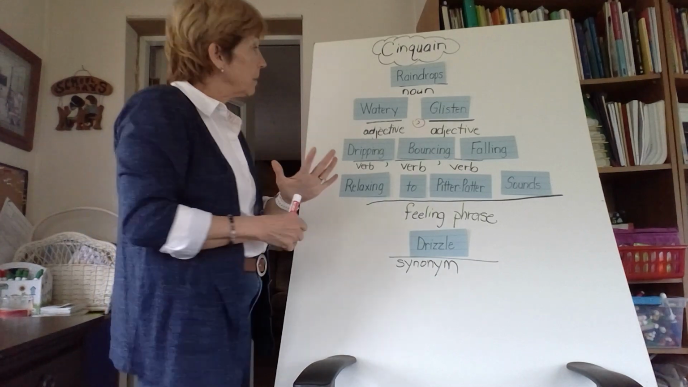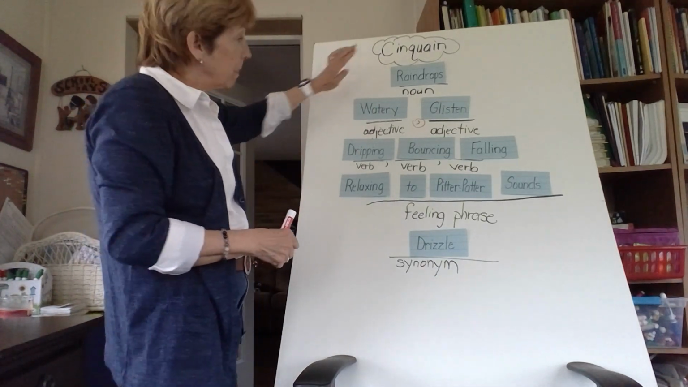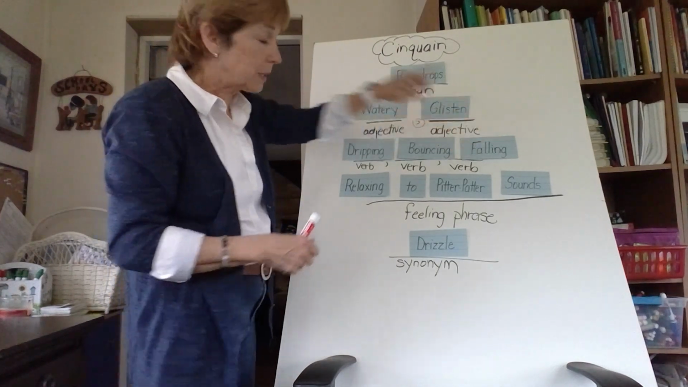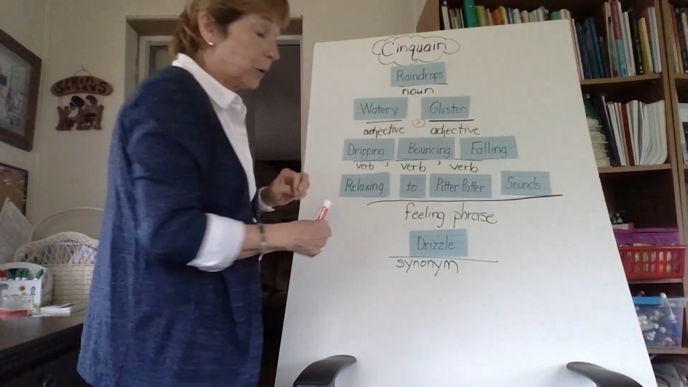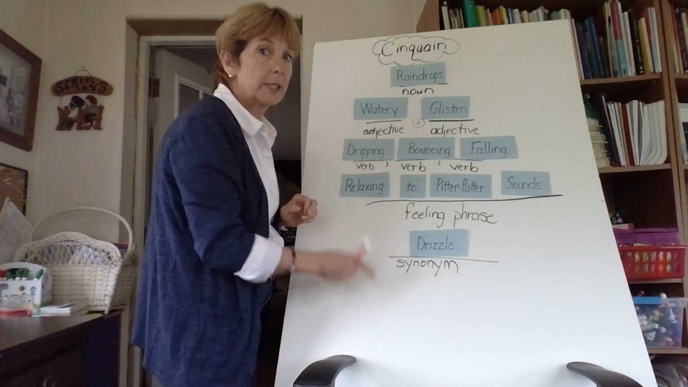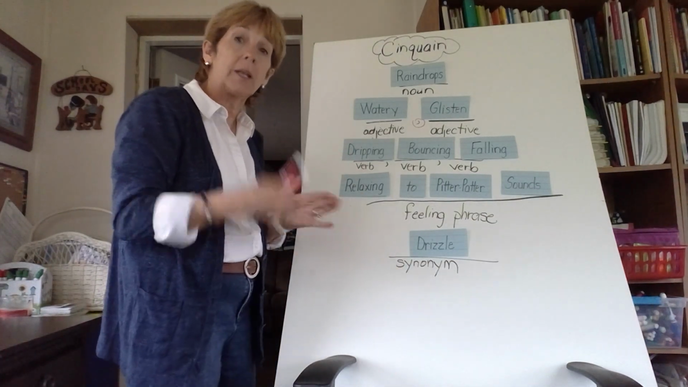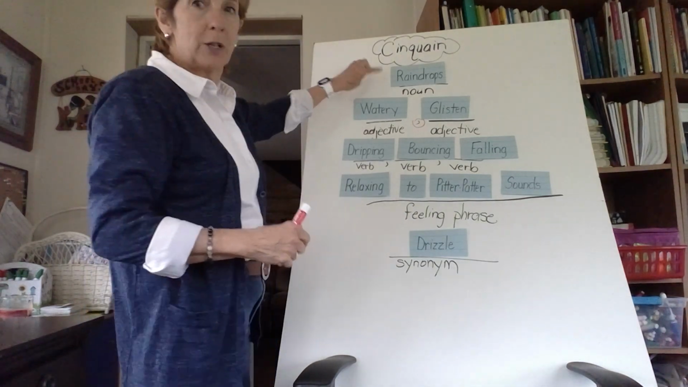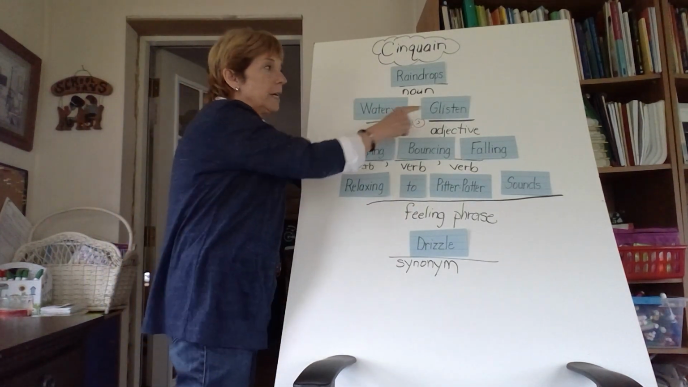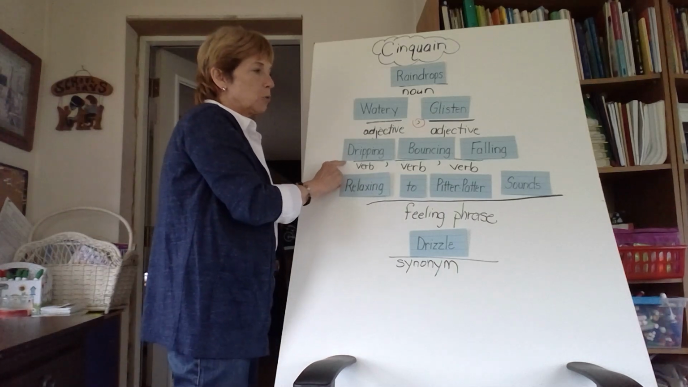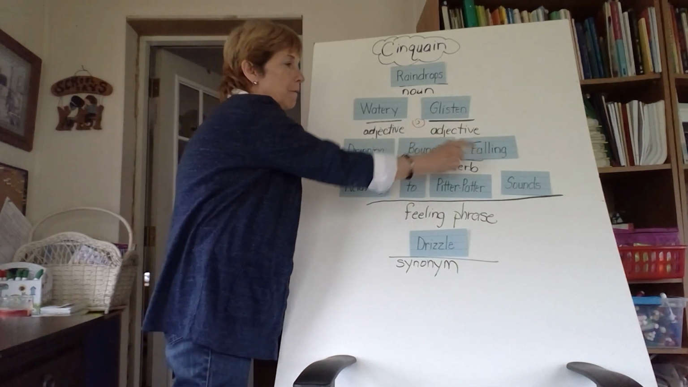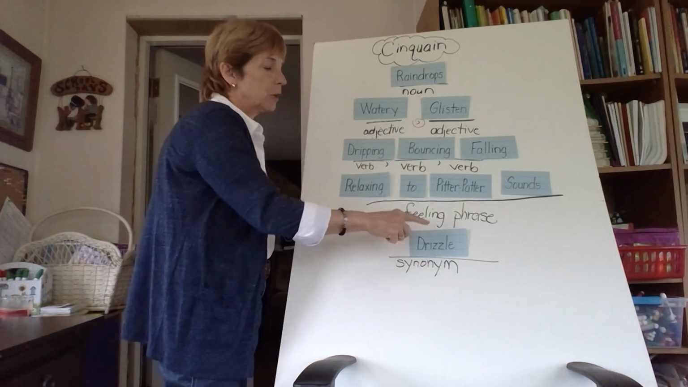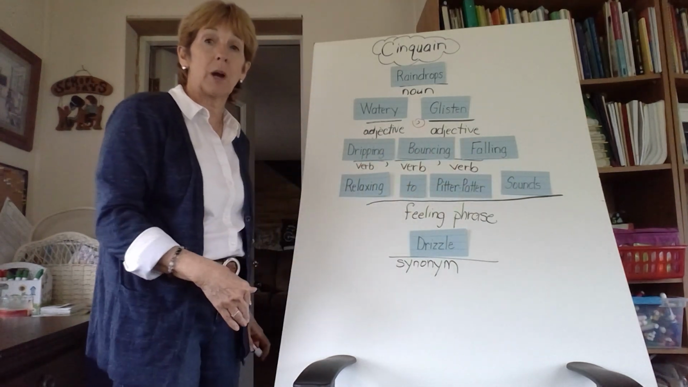5 lines. Remember, 1-word noun, 2-word adjectives, 3 words that are verbs, and a 4-word feeling phrase, and then 1-word synonym. So let's read it without stopping. Remember, pause at the commas. So we have raindrops. Watery, glisten. Dripping, bouncing, falling. Relaxing to pitter-patter sounds. Drizzle. And that's our raindrop poem.